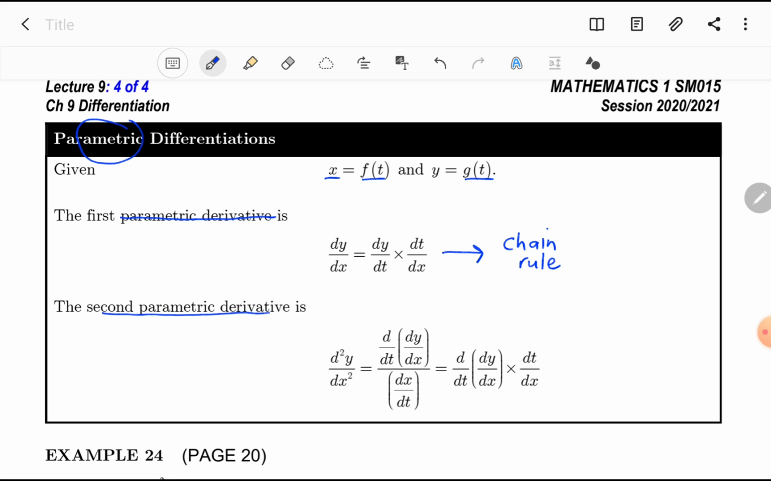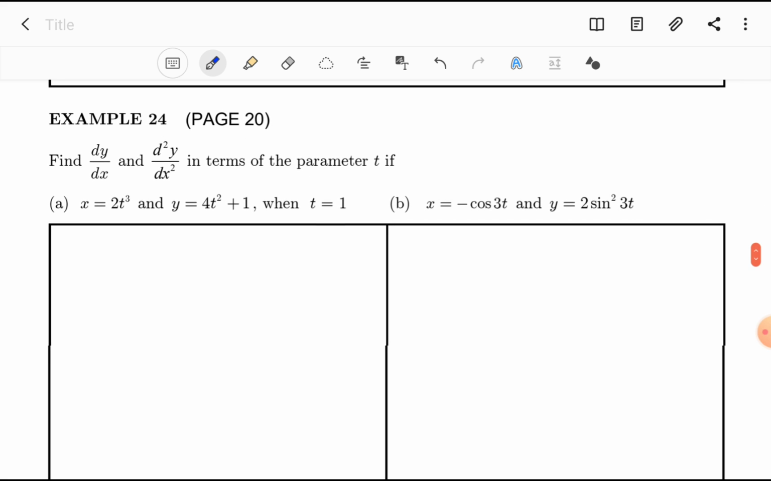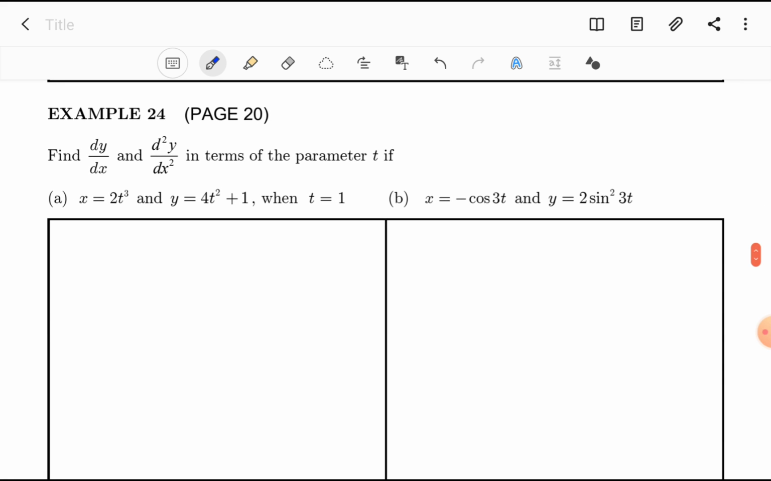The second parametric derivative is d squared y over dx squared equals, we differentiate the first order and then divide by dx/dt, or differentiate the first order times dt/dx. We go to example 24 on page 20.